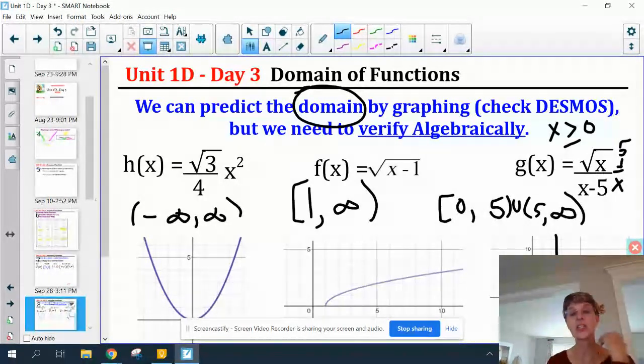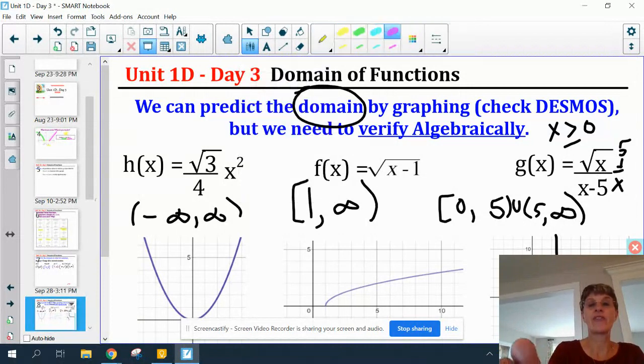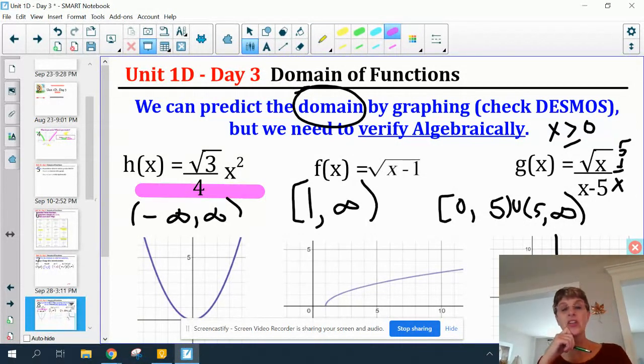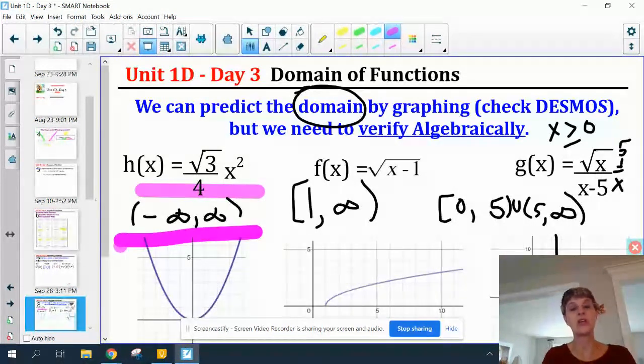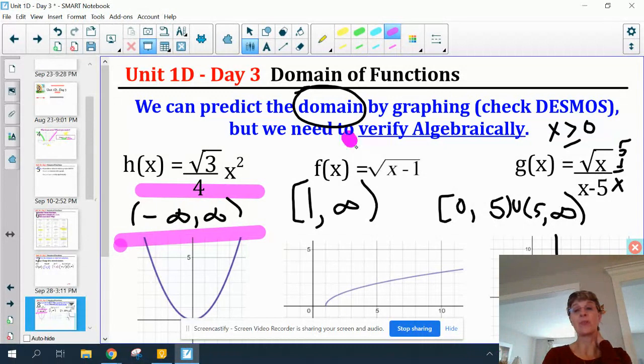So again, we just got to be super careful with what makes this function break up. It's different than the usual. And when I say the usual, I'm saying the typical parent graph that goes from negative infinity to infinity is what I'm calling the usual domain. If it's not negative infinity to infinity, there must be a break, and we've got to find out why. So let's do a few.